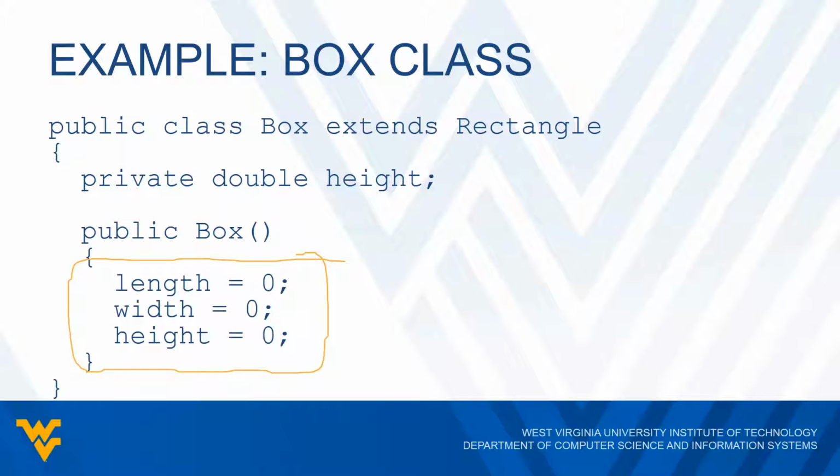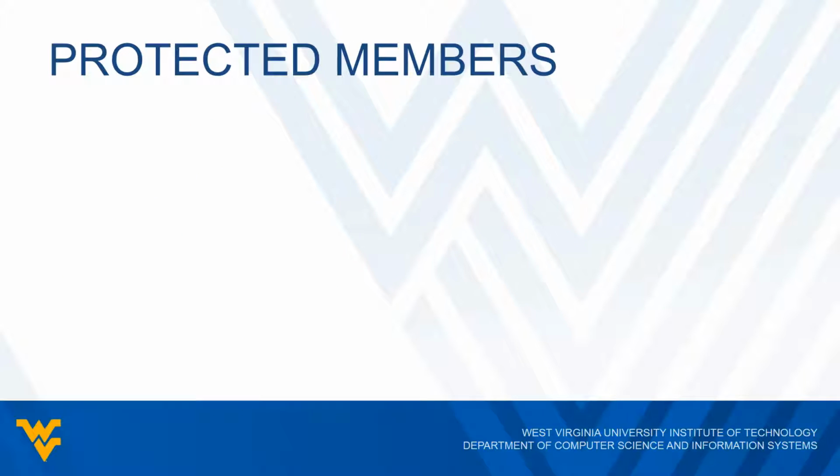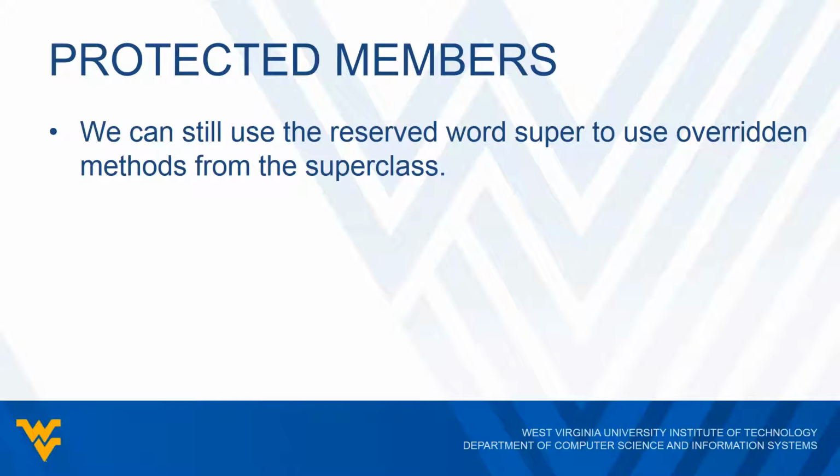Could I call super and have the rectangle constructor take care of it? Yes, I could. But because length and width are now protected, we don't need that anymore. We can just directly access those variables as if they were already in the subclass. Now, we still can use the reserved word super for any overridden methods from the superclass. So even though in our constructor we said we don't have to use the super constructor, that doesn't mean that we don't need to use the word super at all. We can still use super from the overridden methods.